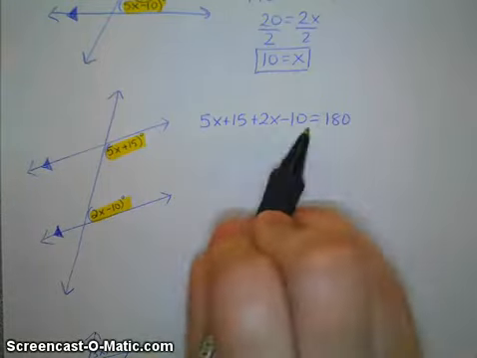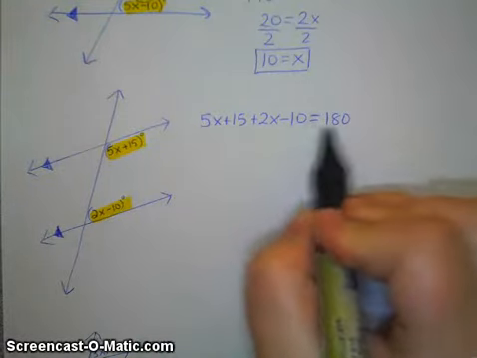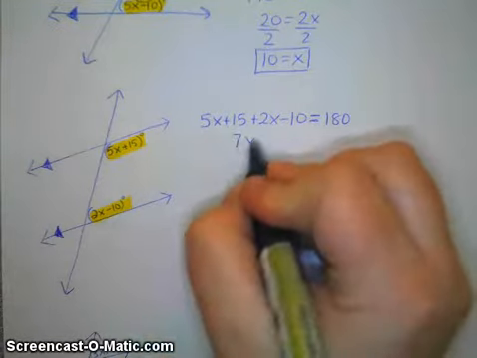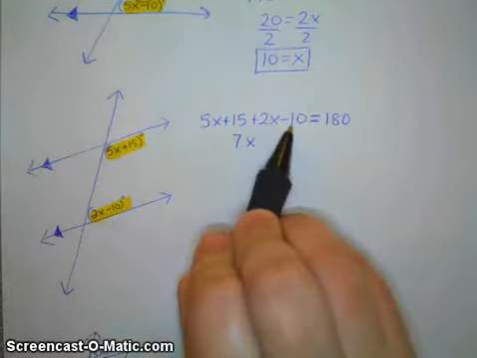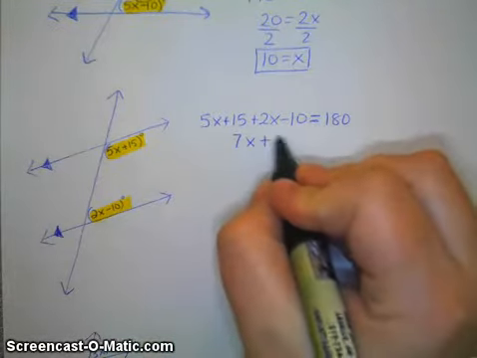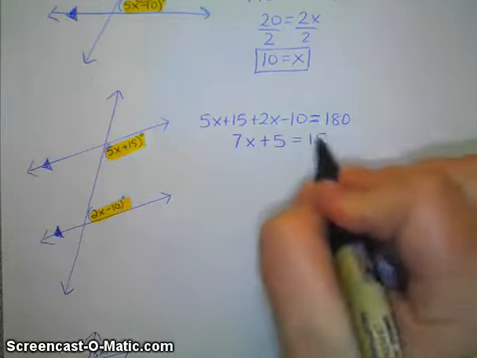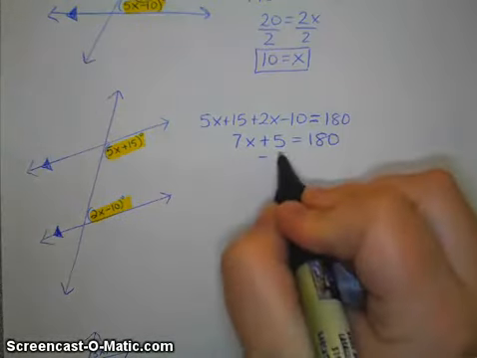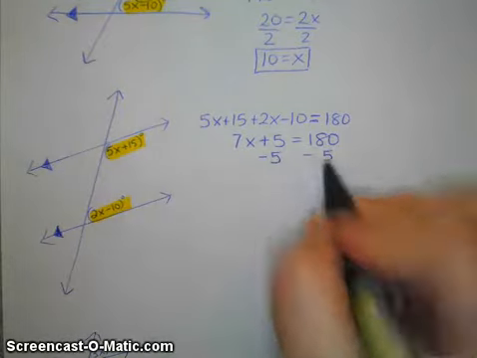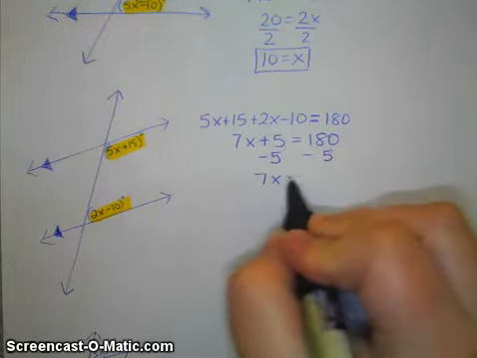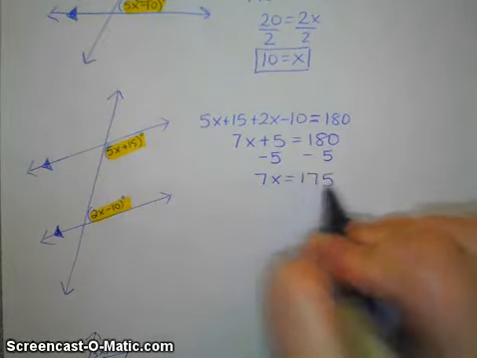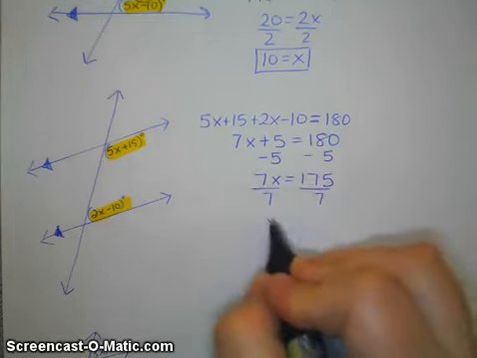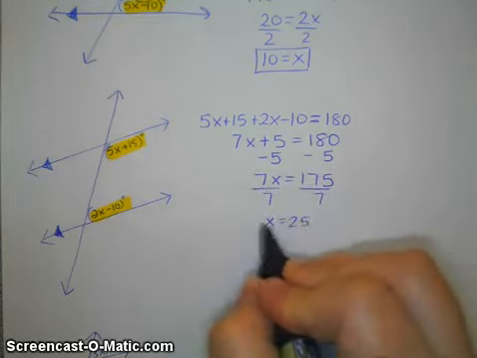So first, let me combine like terms on each side of the equation. So 5x plus 2x gives me 7x. Positive 15 minus 10 gives me positive 5. There's nothing to simplify on that side of the equation. So now I'll continue to solve. I'll subtract 5 from both sides. Divide by 7. And x is 25.